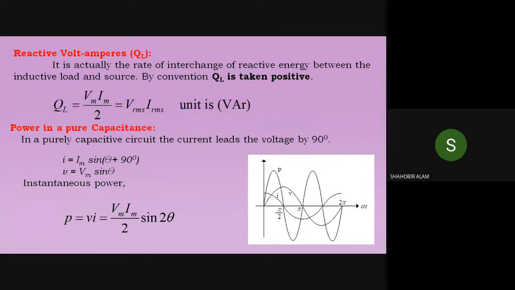Here, as the current leads the voltage by an angle of 90 degrees, you take the voltage as reference, and this is the current expression. So the instantaneous value of power, similar to the previous slides, is equal to VmIm by 2 sine 2 theta. Again you see that this power oscillates at double the frequency of voltage and current, because the voltage and current have theta, the phase angle, and here it is 2 theta.